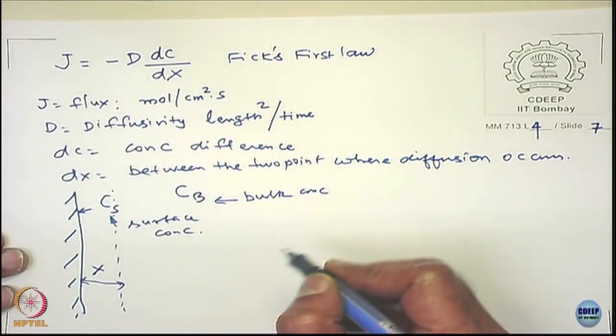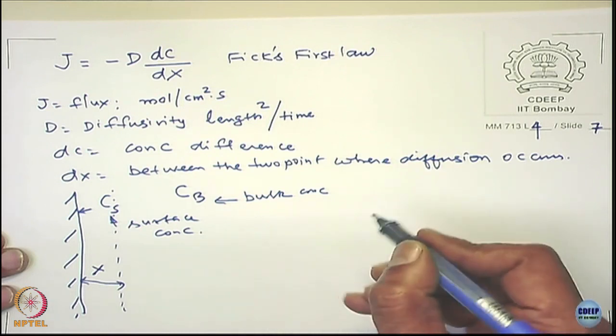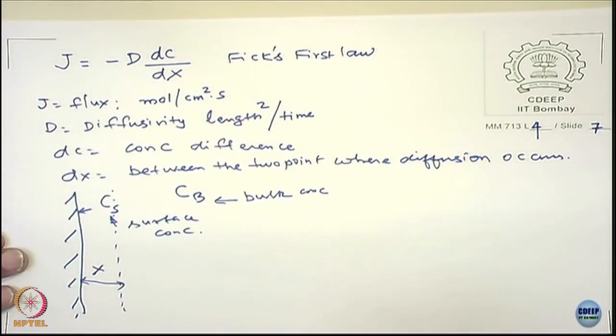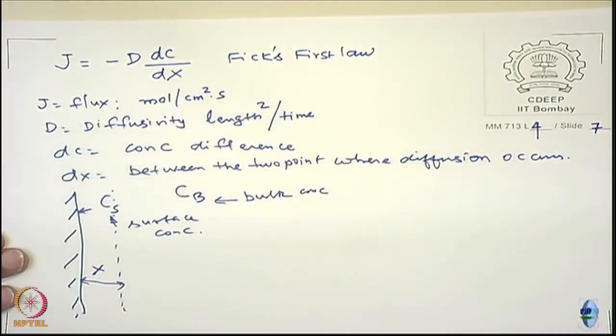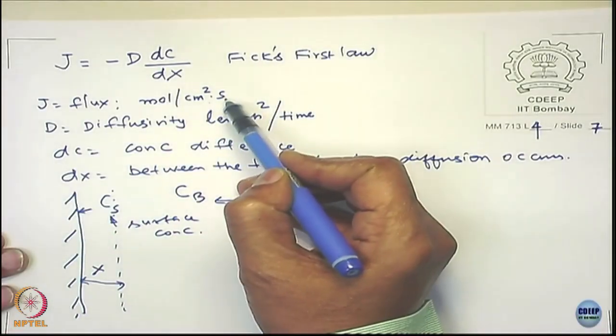What do you have here? Now, can you convert flux into current? Can you not? What is the unit of flux? Moles per centimeter squared per second. How do you convert this?